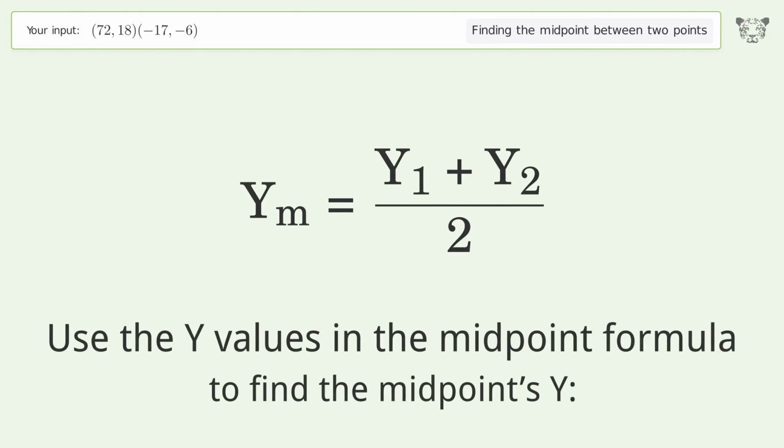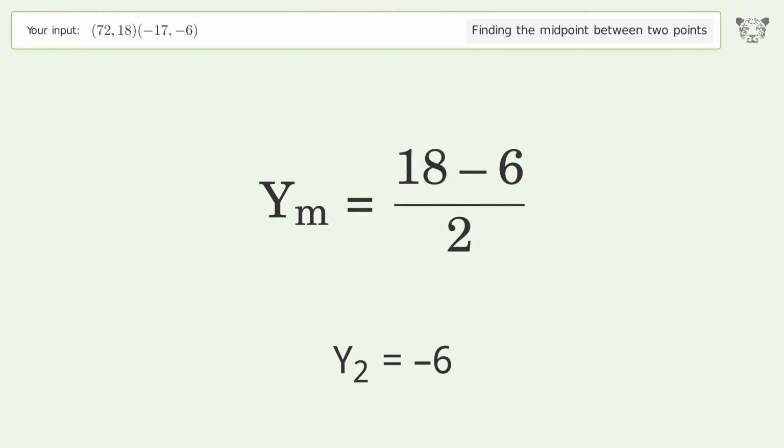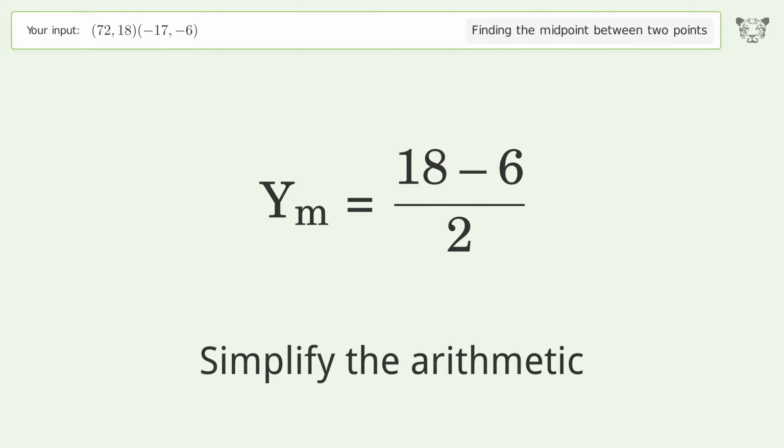Use the y values in the midpoint formula to find the midpoint's y. y1 equals 18. y2 equals negative 6. Simplify the arithmetic.